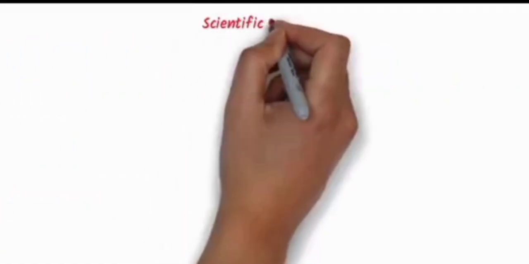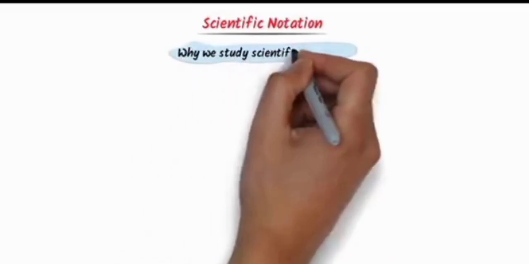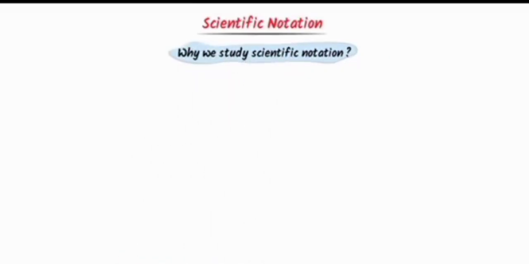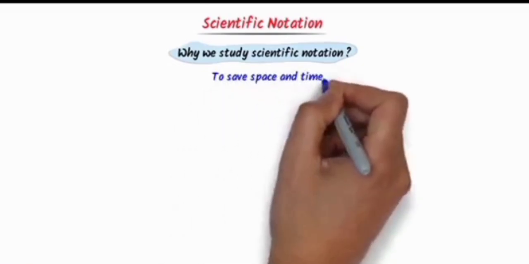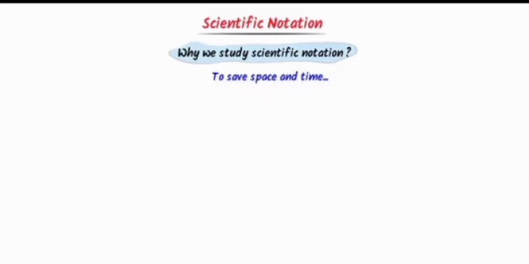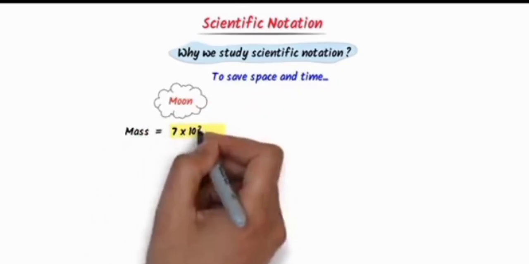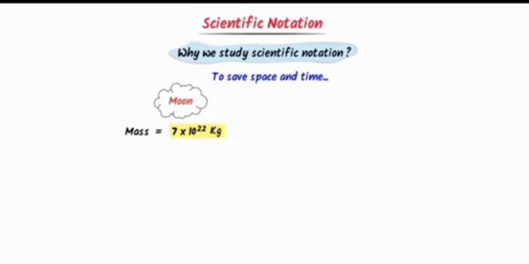Now we will learn scientific notation. Firstly, let me ask you one important question. Why do we study scientific notation? Well, to save space and to save time, we study scientific notation. For example, the mass of the moon is 7 into 10 raised to the power 22 kg.